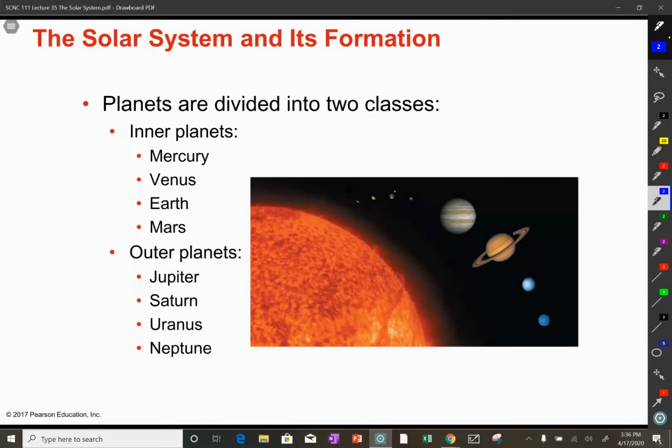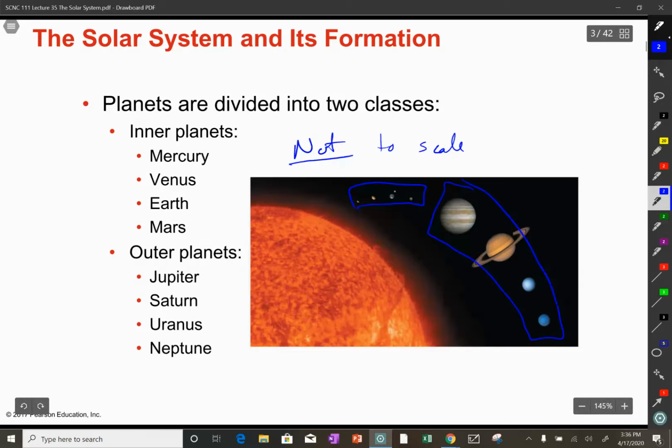So let's start by looking at planets. The planets, we have 4 inner planets. You can see those inner planets right here. And then we have the 4 outer planets. You can see them here. And while this is not to scale, that is, the distances are way out there comparatively, I believe it is to scale on the diameters.